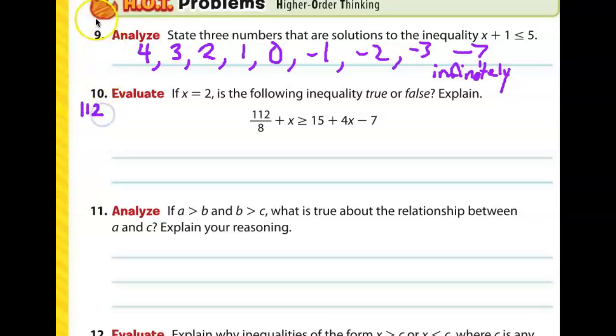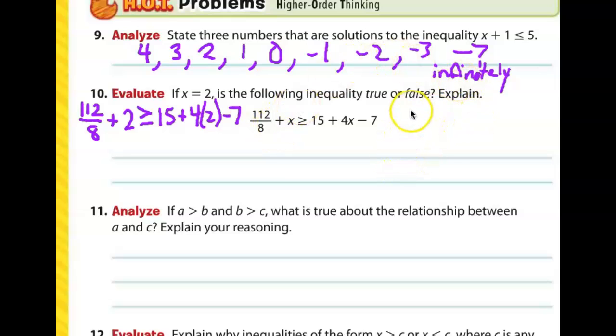all right, I'm going to go ahead and press pause and write it out, and then we'll come back to this. All right, I think the pen works better when you guys aren't watching. So this is the equation. And what I've done is anytime there was an x, I wrote a 2. So 112 divided by 8 plus 2 is greater than or equal to 15 plus 4 times 2 minus 7.